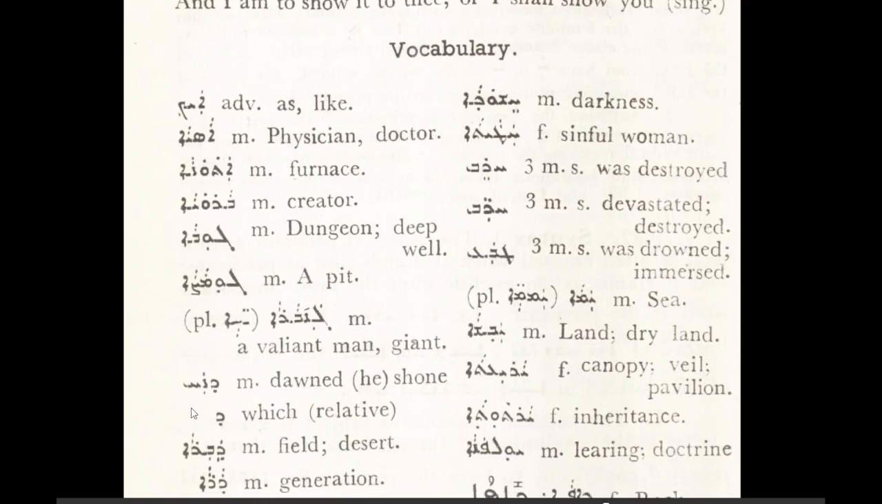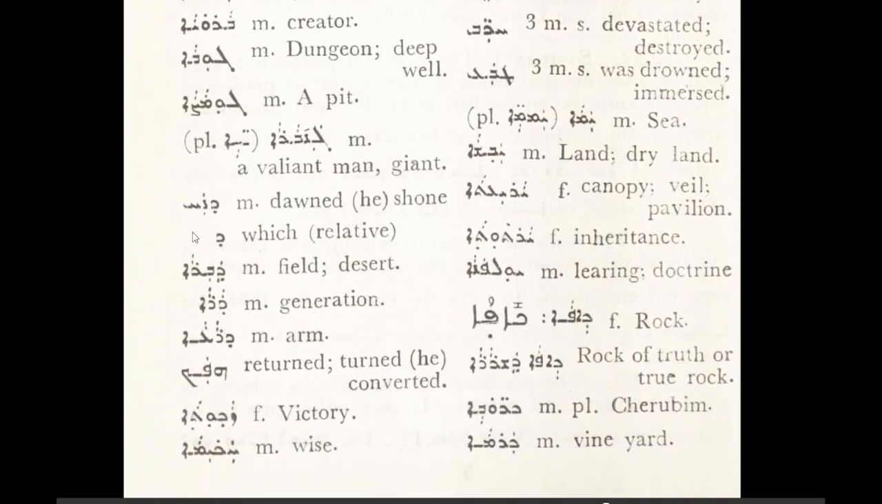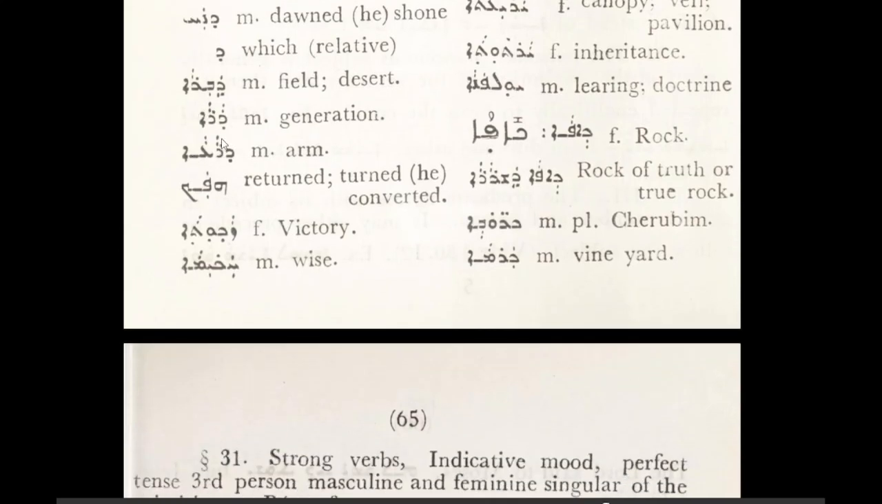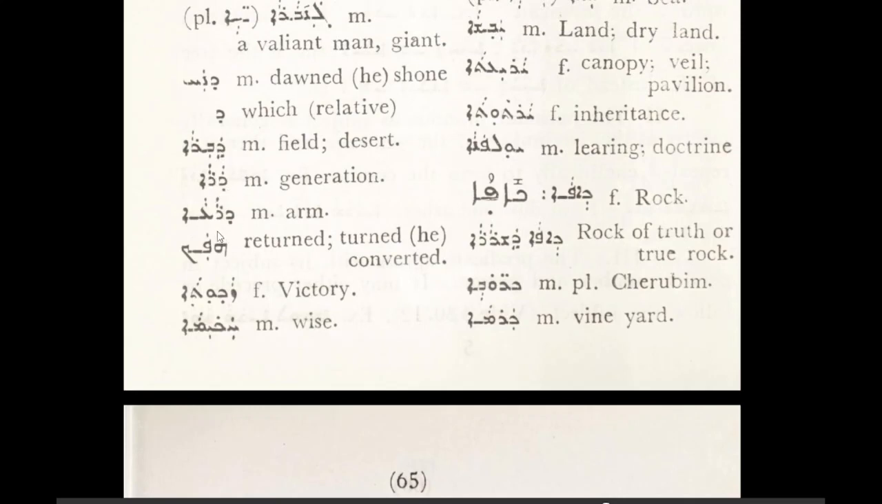The nach, he dawned. So like nach yoma, the day dawned. Nach yoma badawra, the day dawned in the field, in the desert. Dawra, dara, generation. Darahana, this generation. Andra, the arm. Pach, he returned. Zachotha, victory. Chakima, wise, like the famous book of Achiqar.